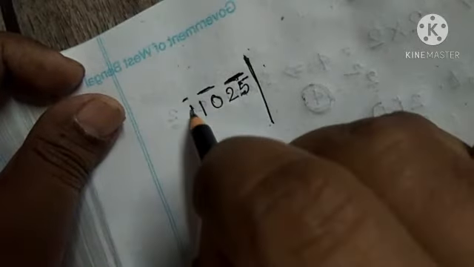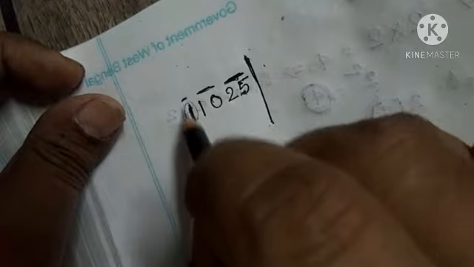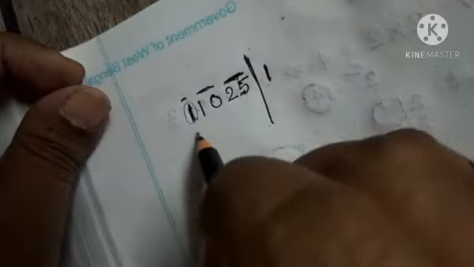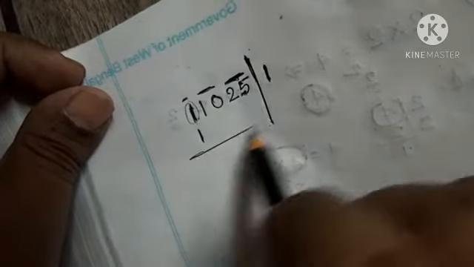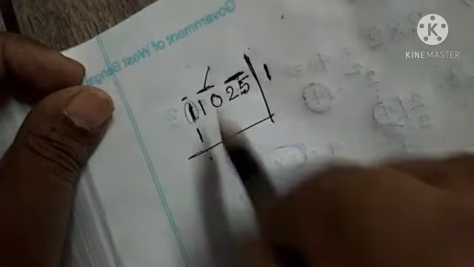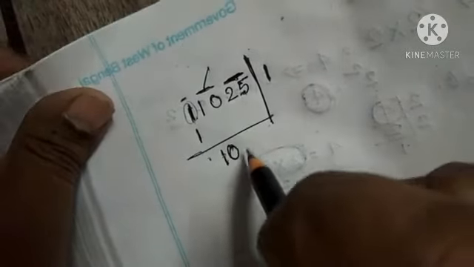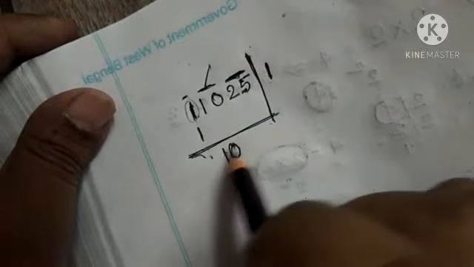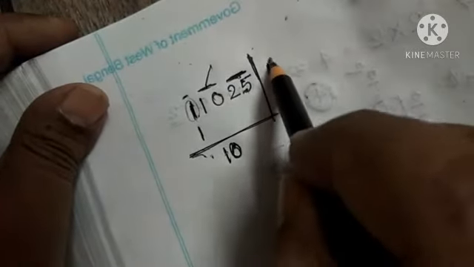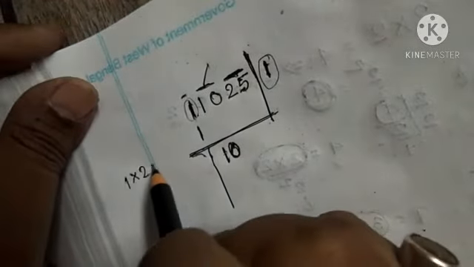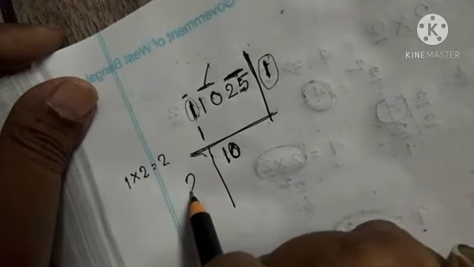Now this is 1, and we have to find which number will be divided by this 1. Suppose 1 multiplied by 1, and 1 minus 1 is 0, and this pair 10 will be brought down in this position. This number will be divided by 2, that means 1 into 2 is equal to 2. We have to write 2 here.